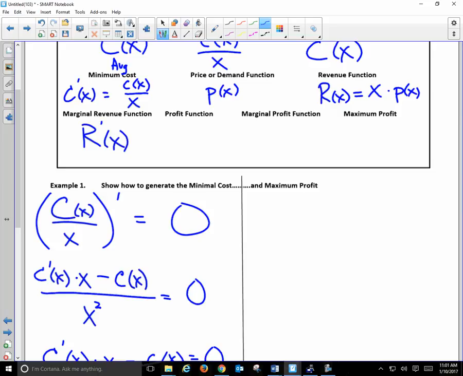Because obviously in economics we like to minimize cost, but we like to maximize profit. Can somebody give me an equation that involves profit, revenue, and cost that relates the three together? Profit is?